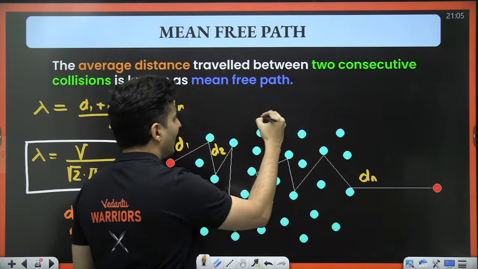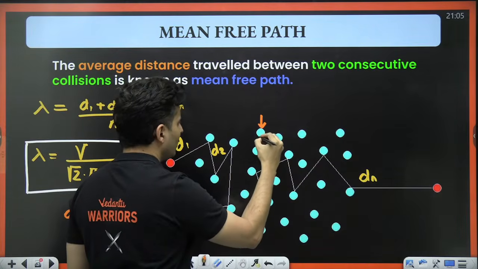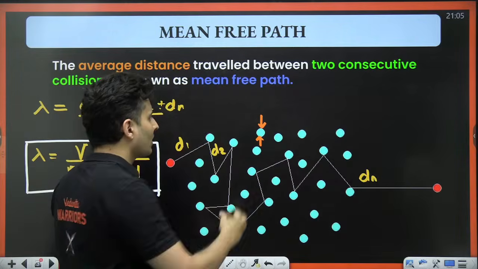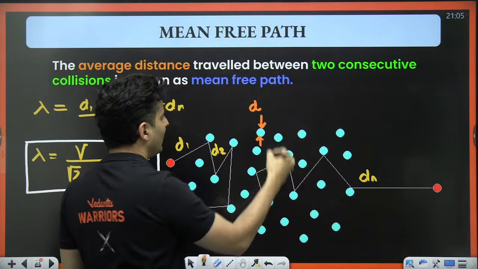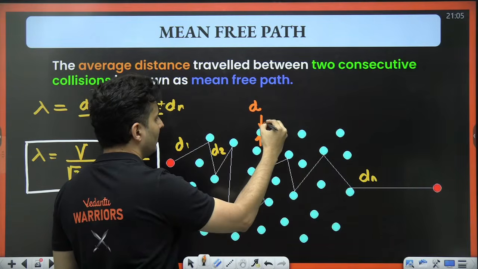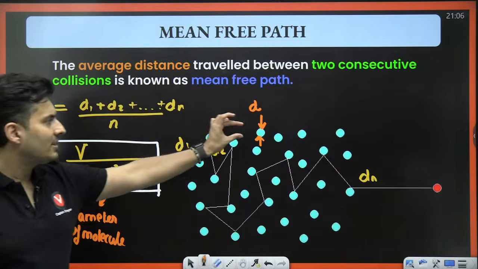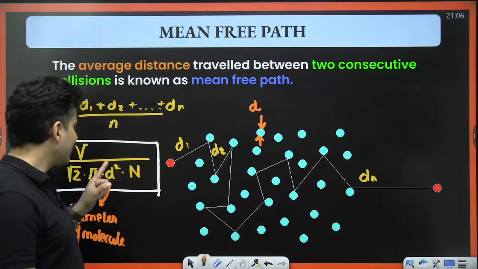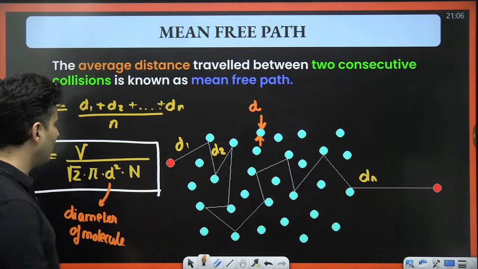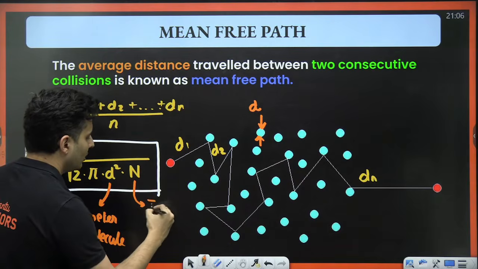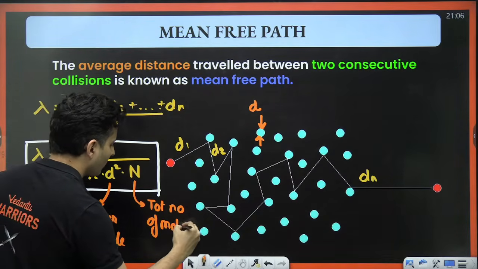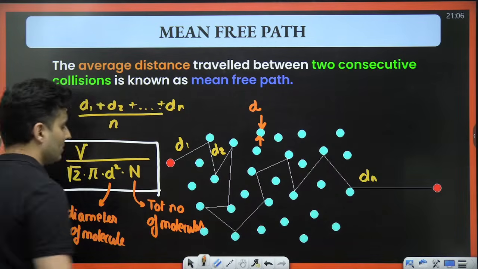It kind of makes sense why the diameter should come, because if these molecules are fat, then they will collide more often. So that is basically your diameter. That's the size of that molecule. Okay. So that's the size of the molecules which I have marked over there. What is N? N is the total number of molecules in that.